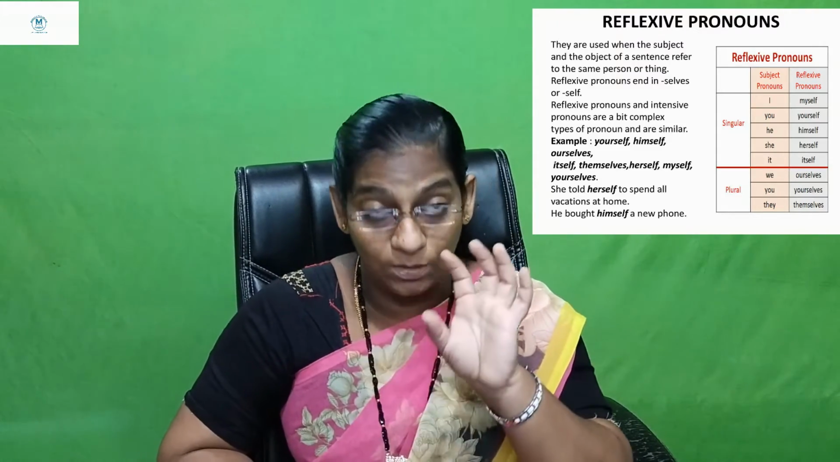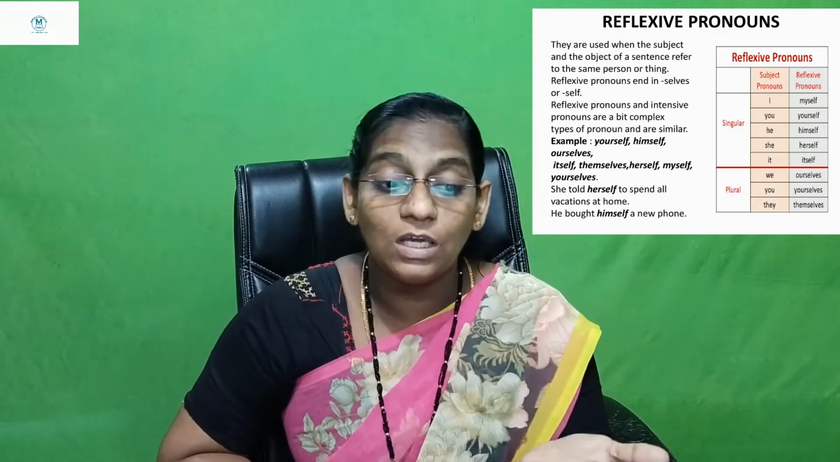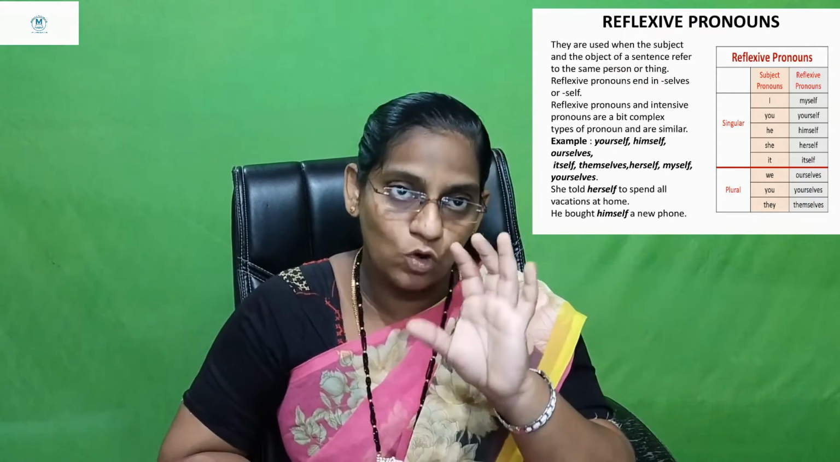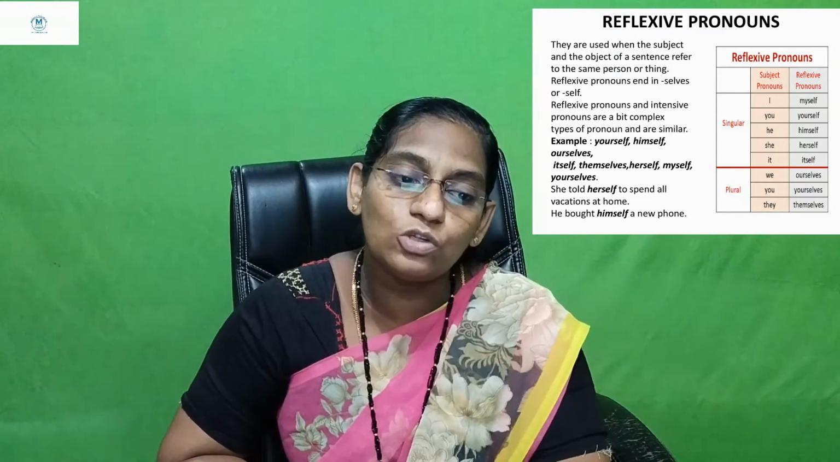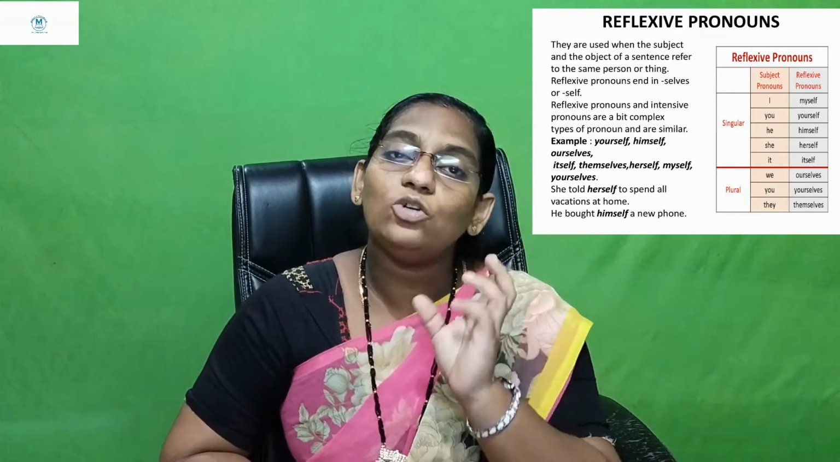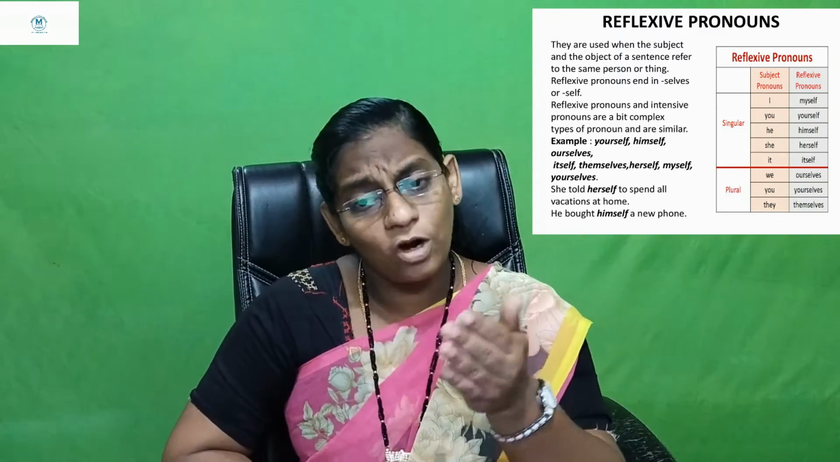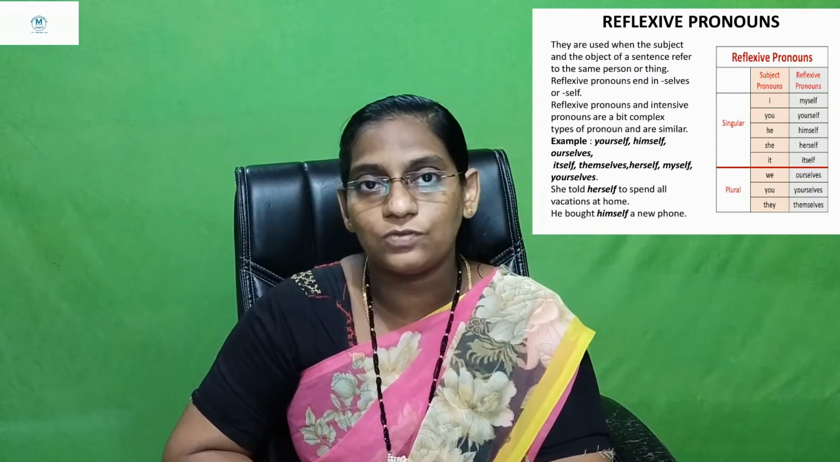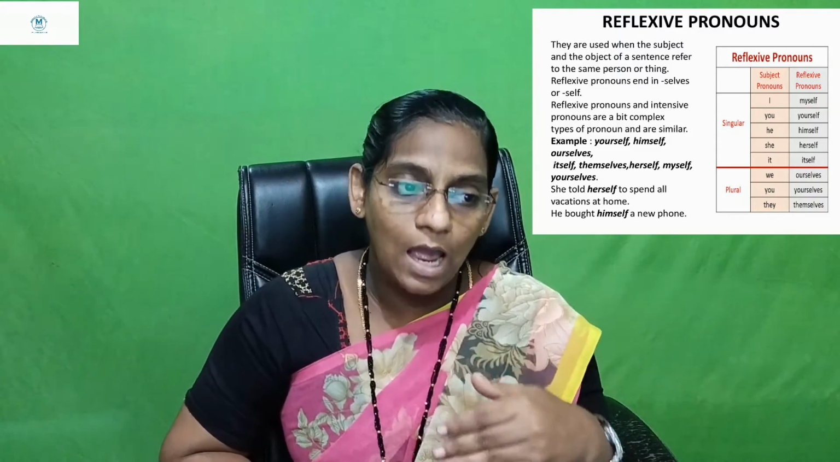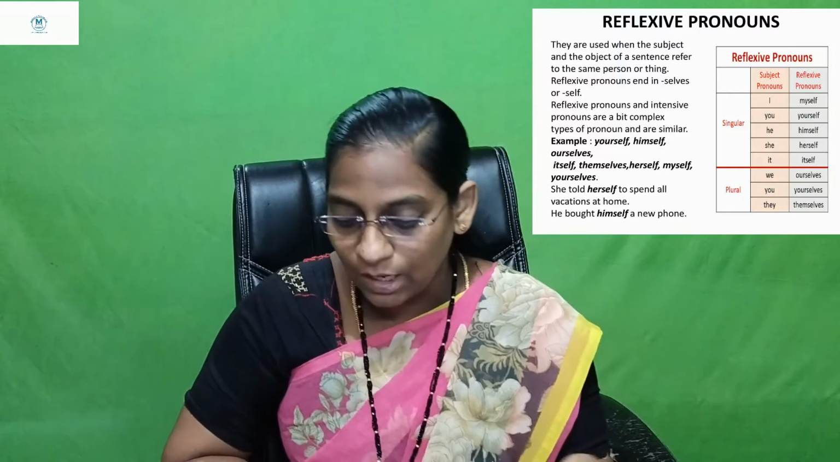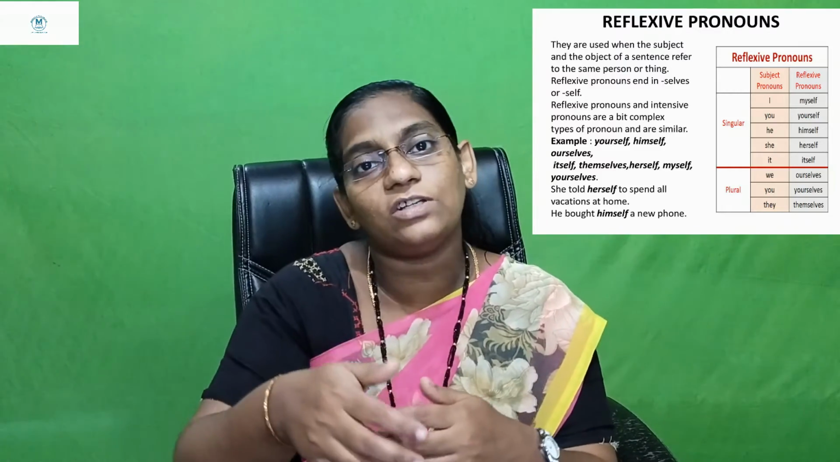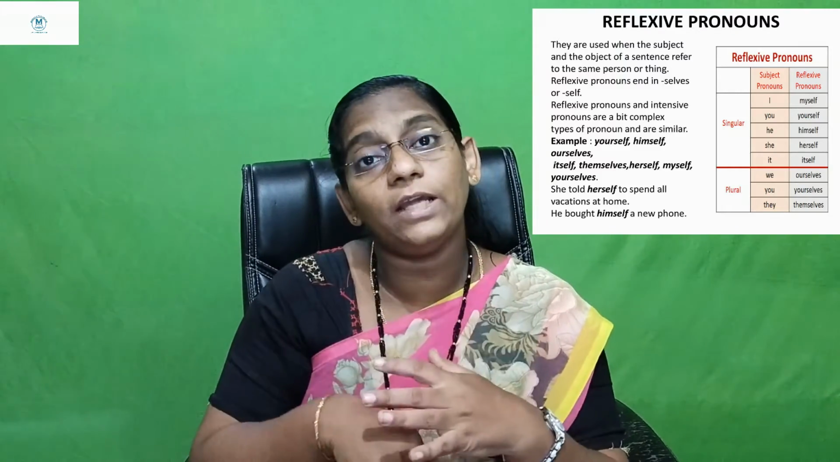So that is the reason. Here, what is the reflexive pronoun used in the sentence? Herself. She told herself to spend all vacation at home. So what are the different types of reflexive pronouns? See, she kicked herself, meaning by walking she herself kicked her leg. So who kicked? Her leg only got hurt by her.